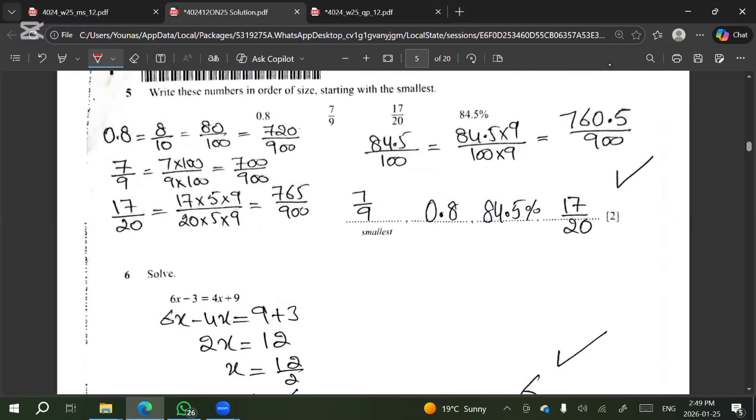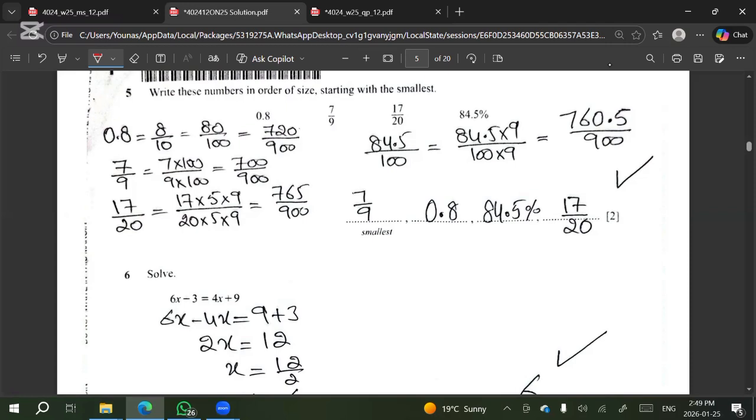You multiply with the 9, this becomes 720 divided by 900. Then you have 7 by 9, simply multiply with 100 upstairs and downstairs, so you will get 700 by 900. Then you have 17 by 20, multiply it with the 5 and 9, so you will get 765 in the numerator and 900 in the denominator. 84.5 divided by 100, you multiply it with the 9 upstairs and downstairs, you will get 760.5 divided by 900.